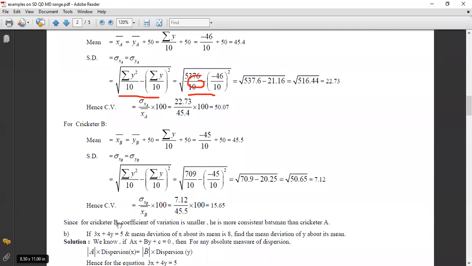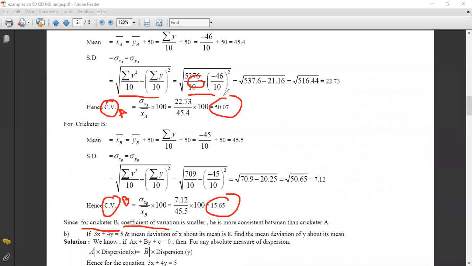Since for cricketer B, after calculating, the coefficient of variation is smaller. For cricketer B, the CV is 15.365, and for cricketer A, the CV is 50.07. If you compare 15.65 and 50.07, we see cricketer B has less coefficient of variation in their run score. So cricketer B is the more consistent batsman.